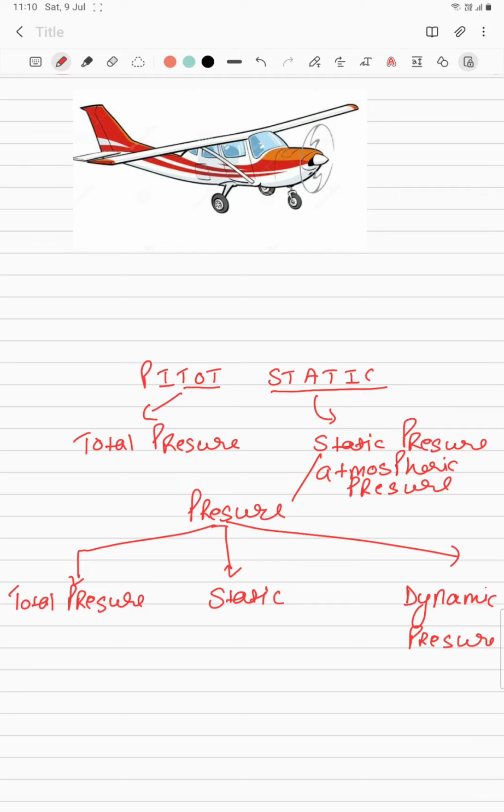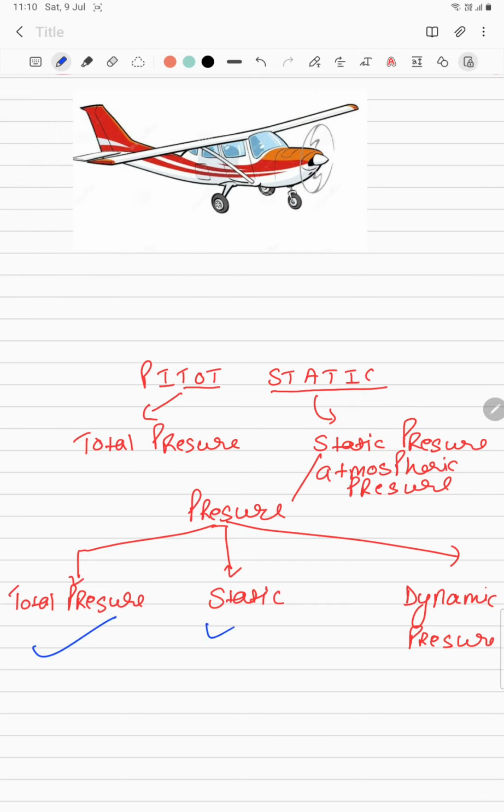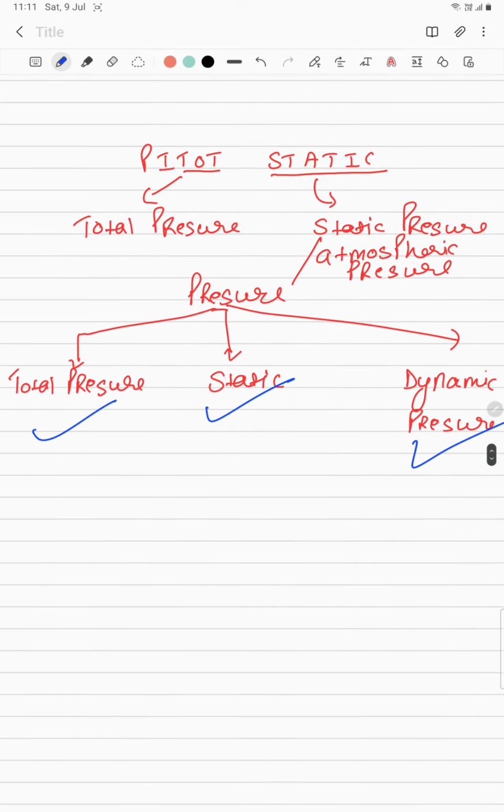So guys, now we have understood we have three kinds of pressure. One is your total pressure, one is your static pressure, and another is the dynamic pressure. So guys, let's talk about these one by one. First we are going to talk about the dynamic pressure. Sorry, we will talk about the static pressure first.